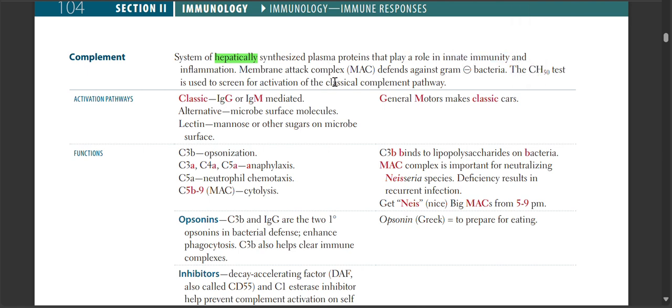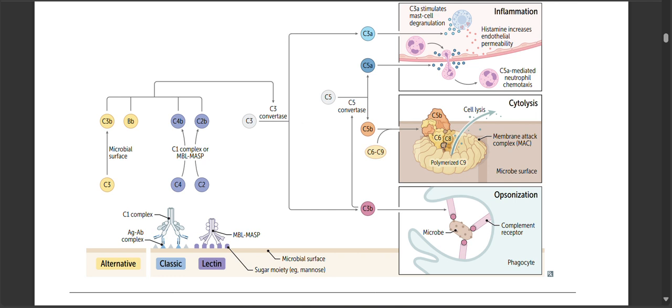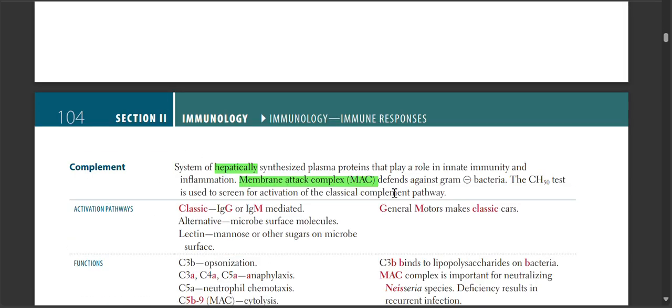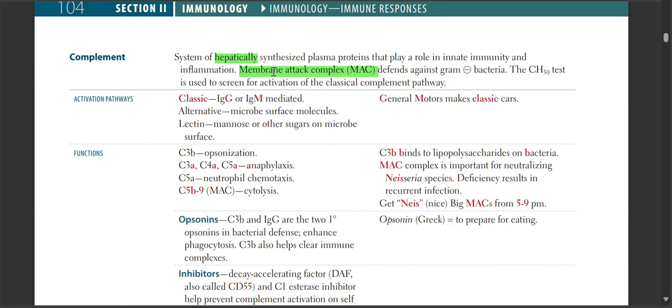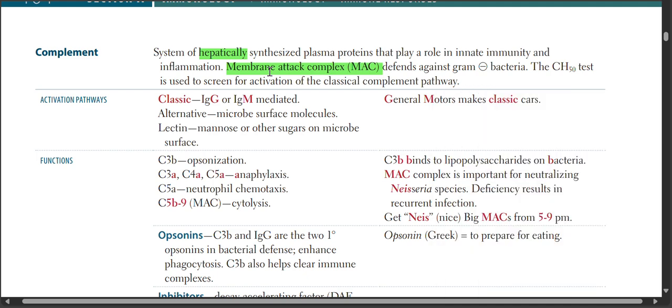Now, the most important thing about the complement is the MAC, which is the membrane attack complex. Everything that happens in the complement is ultimately to produce MAC. What do you guys think the membrane attack complex would do, based on the name? Kill. Yeah, it will attack the membrane and kill the bacteria. Technically not viruses, but bacteria, and more specifically gram-negative bacteria.